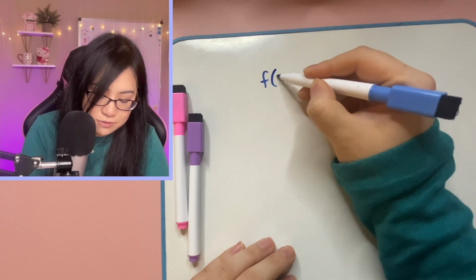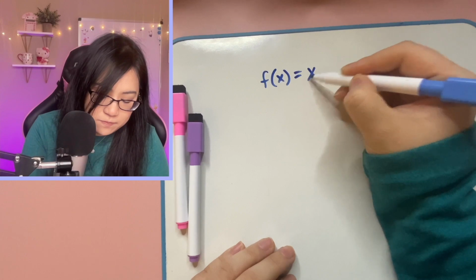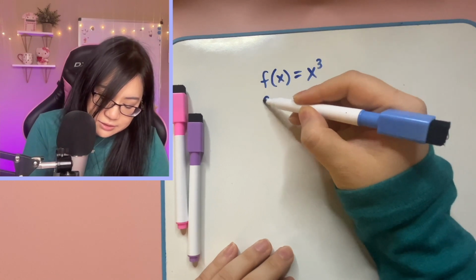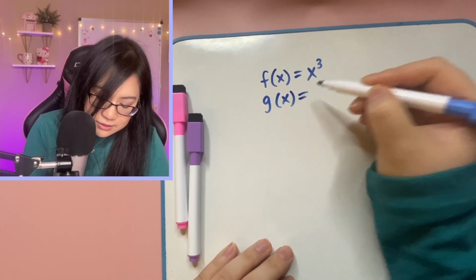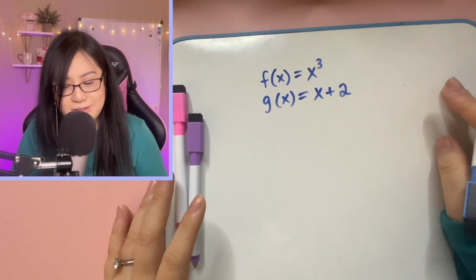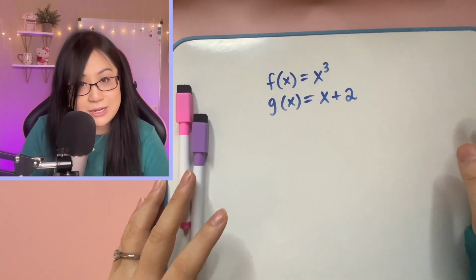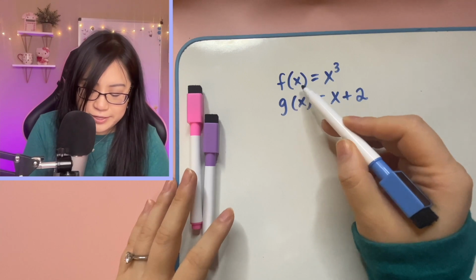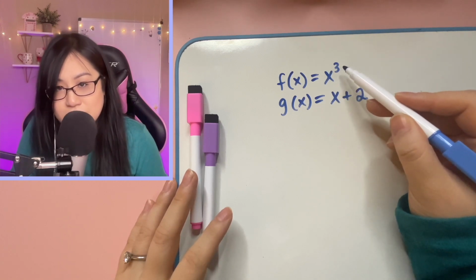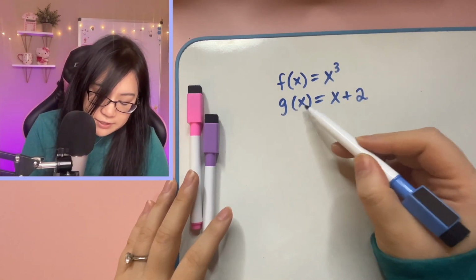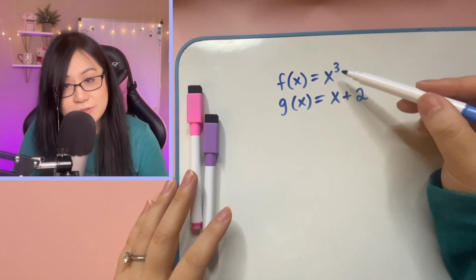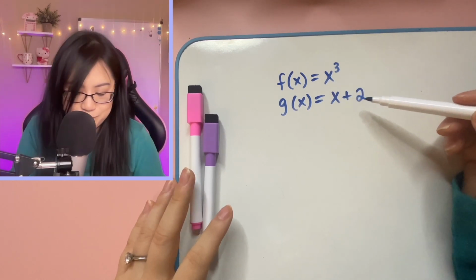So let's just start with maybe this function. I'll just make up something here. And how about something like this? Okay. So the first thing is, how do we read this out loud? We have f of x equals x cubed, or x raised to the third power. And we also have g of x equals x plus 2. So we have a cubic function and a linear function.